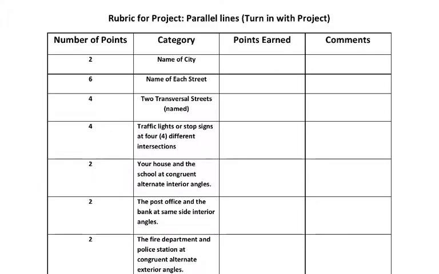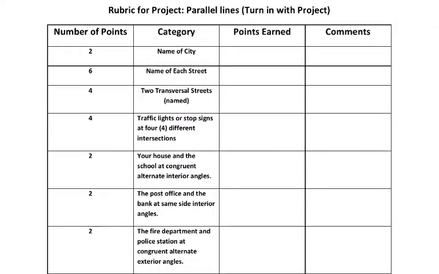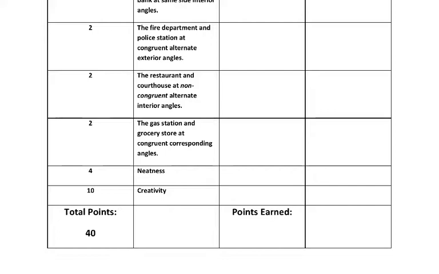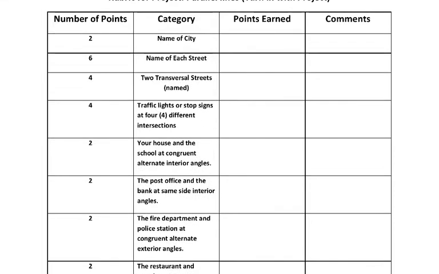All right, so here is your rubric, friends. The whole thing all together is a total of 40 points. What a great project that we can end the marking period with. A good bump in the grade, too, if we do well. And we usually do very well. All right, 2 points: did you name your city? 6 points: did you do the name of each of the streets?